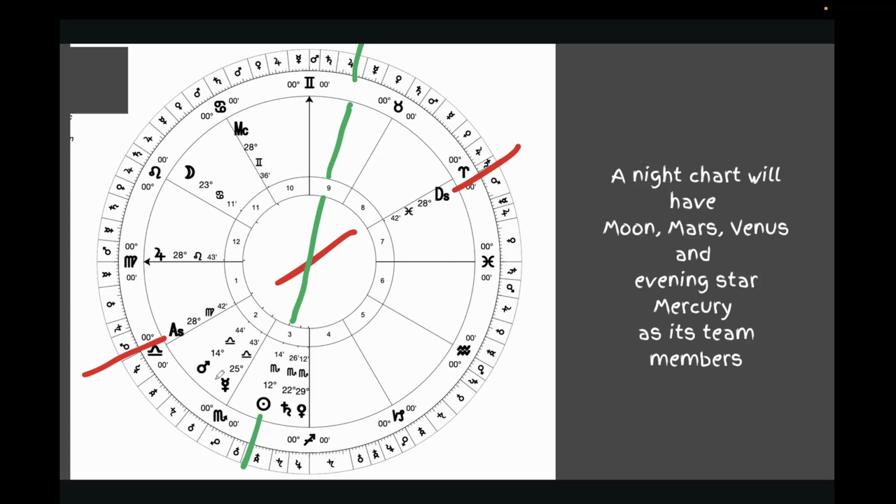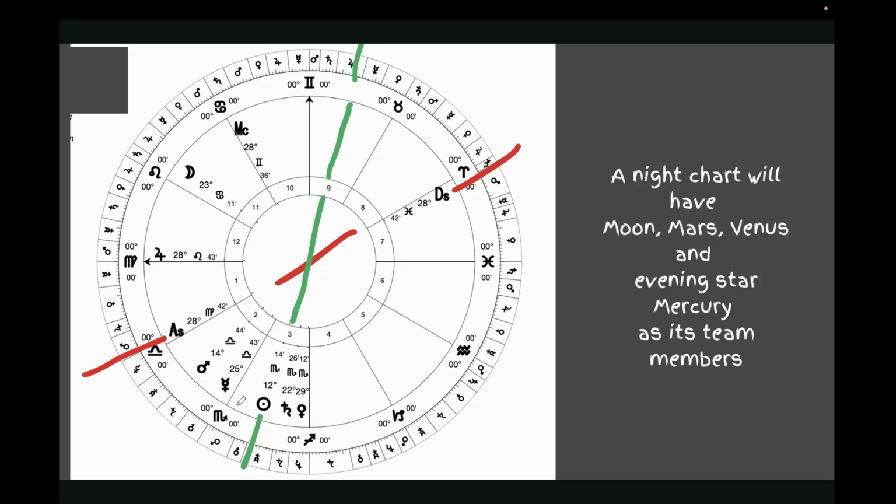But let's find Venus. The other team member, Venus, is forming a trine to the moon. This would be aversion, this would be sextile, square, trine. So it's forming a trine. That's a great aspect. They're on the same team and they are helping each other out because that is a great aspect. A trine is very good.